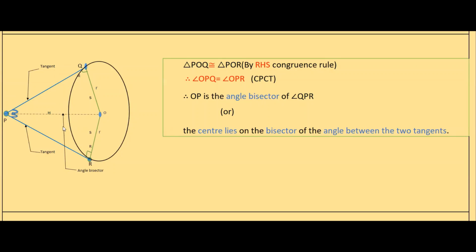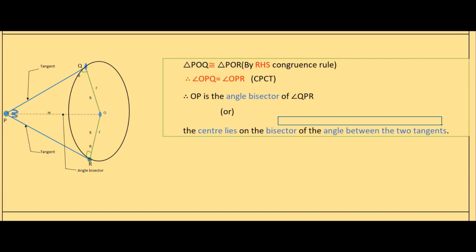Once these two triangles are congruent, we can equate the corresponding angles. So angle OPQ is equal to angle OPR. So these two angles are equal. Therefore, we can say that OP is the bisector of angle QPR. Or we can say that the center of the circle lies on the bisector of the angle between these two tangents.